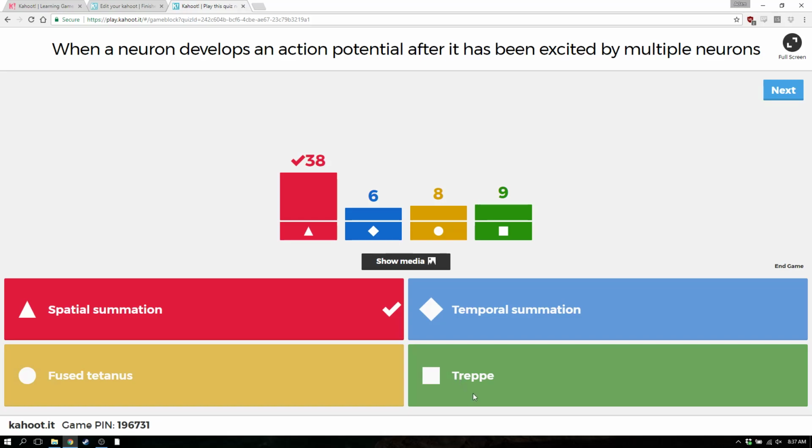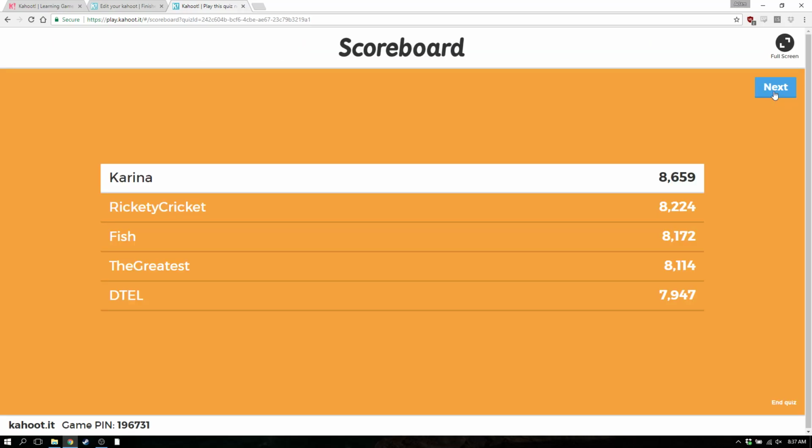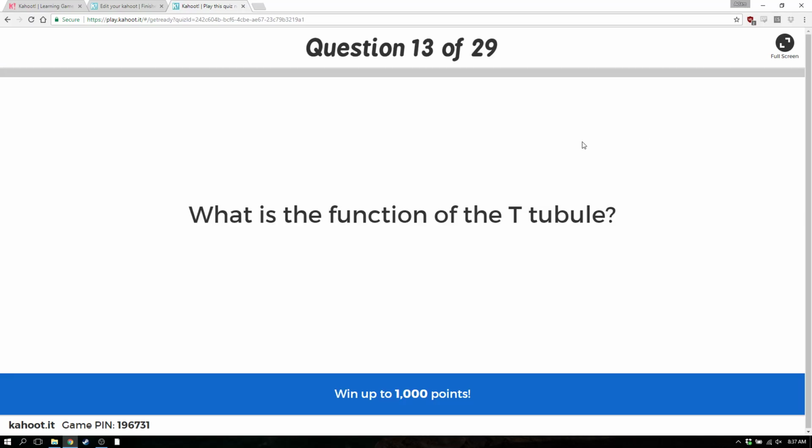And then what is this treppe effect? Yeah, so it's kind of like a stepwise increase in the force of contraction based on multiple action potentials affecting the muscle. So you see that stepwise approach, the treppe effect, and then eventually you're going to get to that fused tetanus state, right? So basically one precedes the other in this case. But yeah, spatial summation would be the example here. All right. What is the function of the T tubule?